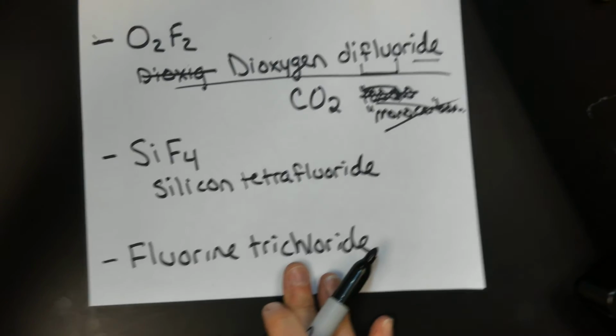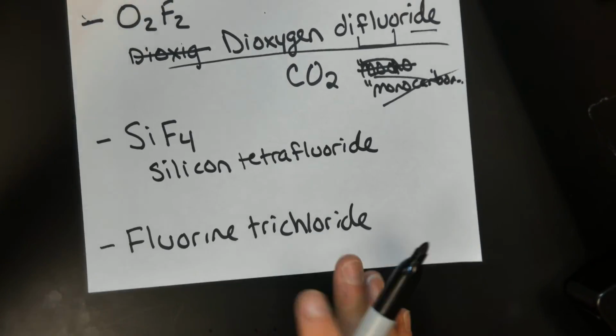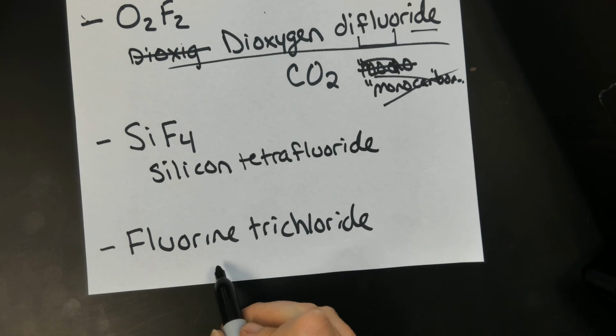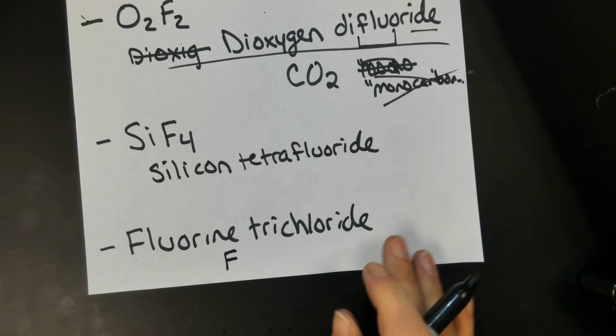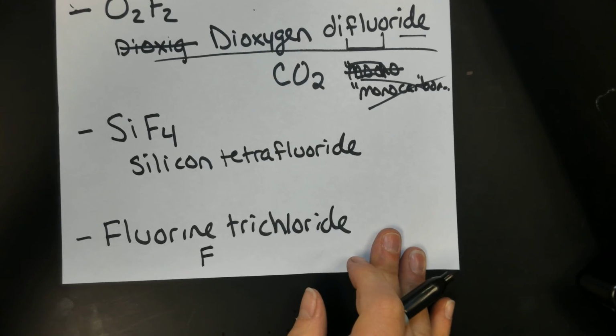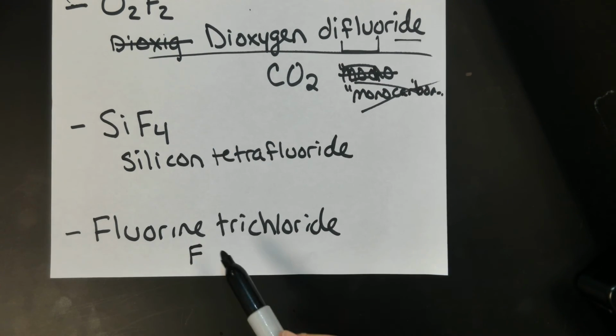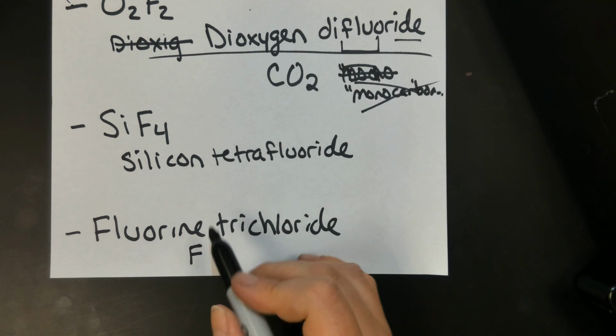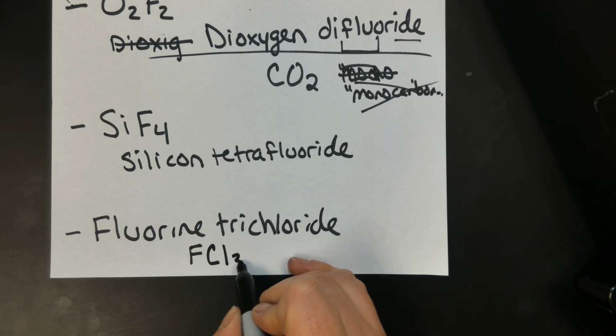Last one we would do is fluorine trichloride. So fluorine is F, and it doesn't say monofluorine, but since we know it doesn't say anything, we know it's just fluorine by itself. There's no subscript here. And then trichloride, tri means 3, so it's just FCl3.